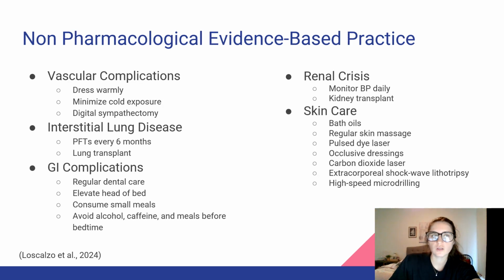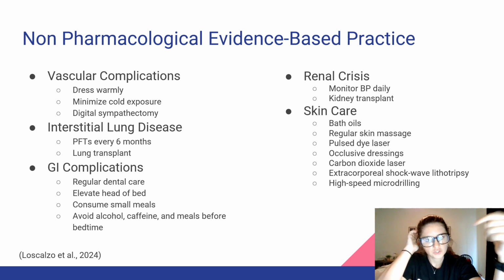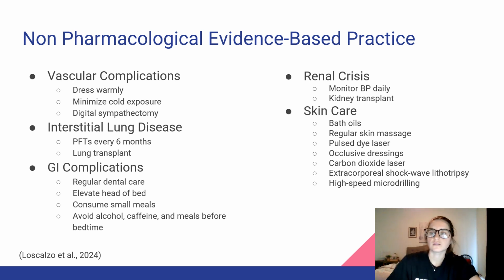So some non-pharmacological management points for these patients, going back to vascular complications. So, for example, if the patient has Raynaud's, you'll want them to dress warmly and you'll want them to avoid cold exposure to maintain perfusion. And then sometimes if these patients have the digital ischemic ulcerations, then they can get a digital sympathectomy. For interstitial lung disease, these patients would benefit from PFTs every 6 months to make sure their pulmonary function isn't declining. And sometimes these patients will receive lung transplants. Sometimes they won't be able to if they have other complications, but sometimes they're a candidate for a lung transplant.